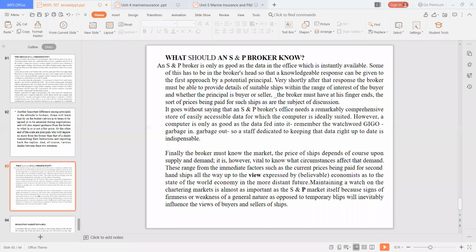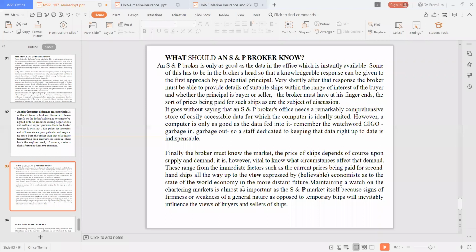What should a broker know? An S&P broker is only as good as the data in the office, which is instantly available. Some of this has to be in the broker's head, so that a knowledgeable response can be given to the first approach by the potential principal. Very shortly after the response, the broker must be able to provide details of suitable ships within the range of interest of the buyer, whether the principal is a buyer or seller. So these are the things.